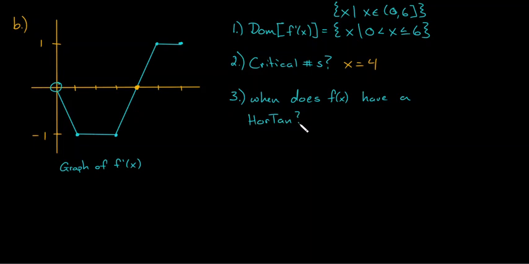I'm struggling right now. All right, when does f have a horizontal tangent, a Hortan? When would the graph of f of x have a horizontal tangent line?